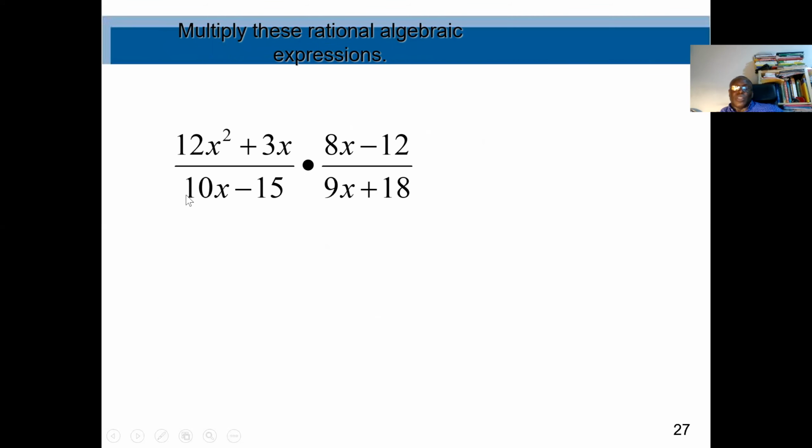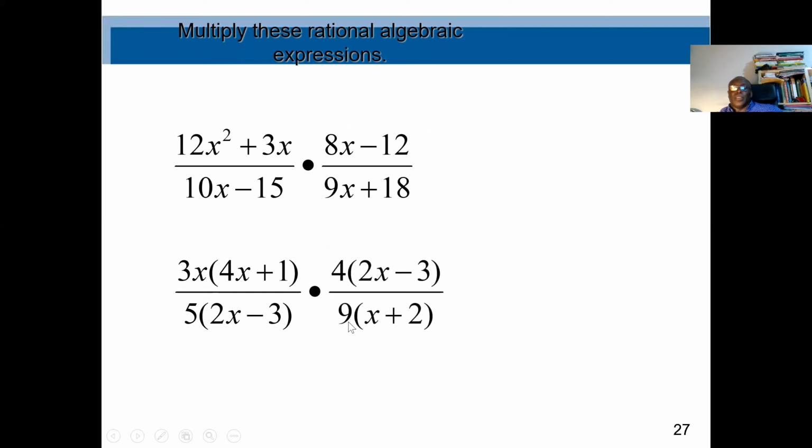So this is also another example. We can factorize individually. Here, the common factor is 3x, 4s plus 1. The common value is 5: 5 can go into 10, 5 can go into 15, so 5 times 2s minus 3. Then here we have 8 and 12, so 4 is good, 2s minus 3. 9 and 18, 9 is good, so s plus 2.